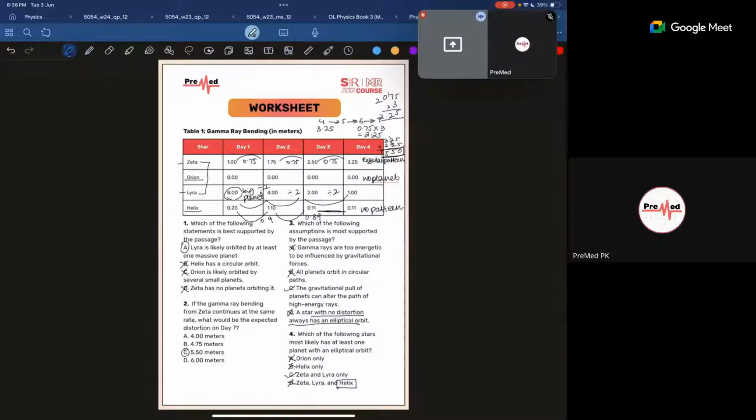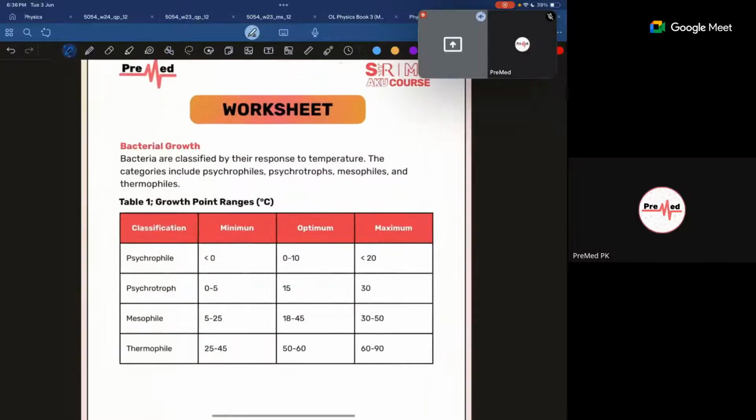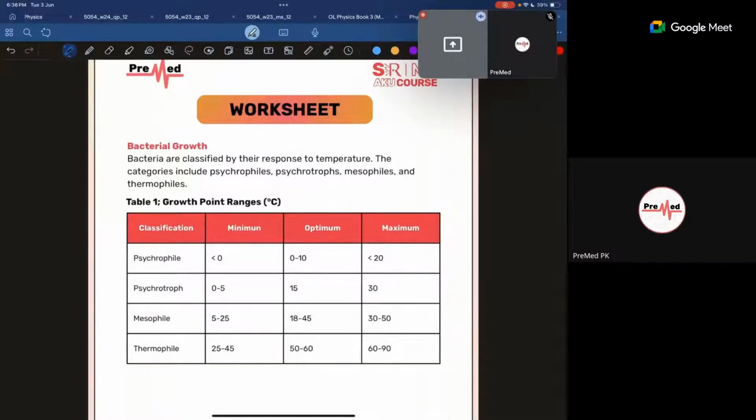So now we will be moving on to the next question. This passage is related to bacterial growth. Bacteria are classified by their response to temperature. The categories include psychrophiles, psychrotrophs, mesophiles, and thermophiles.